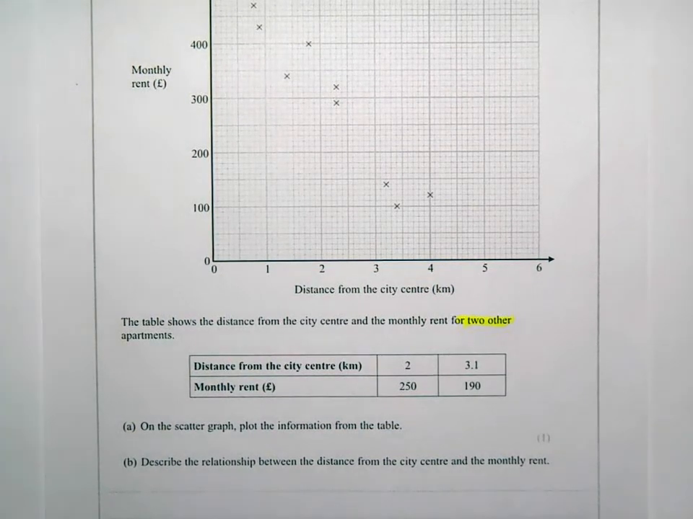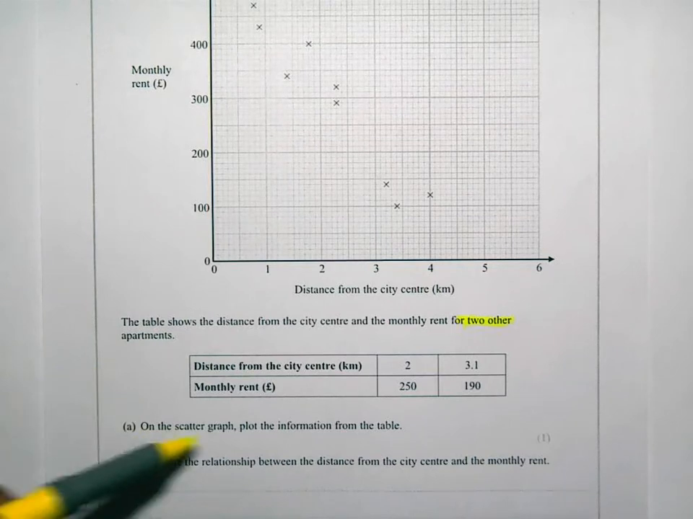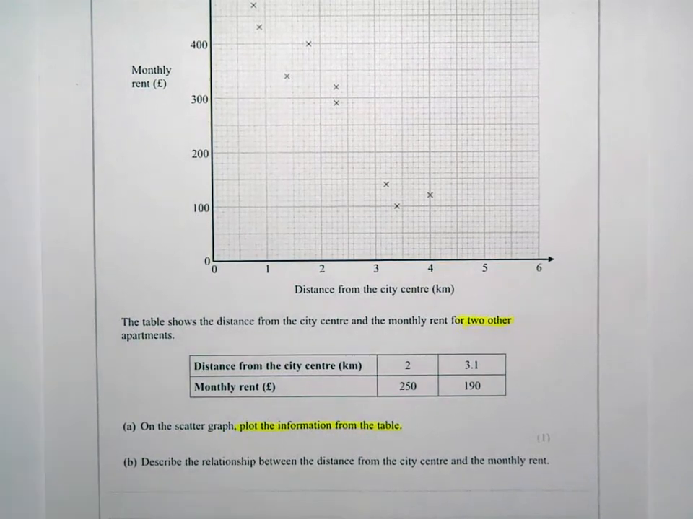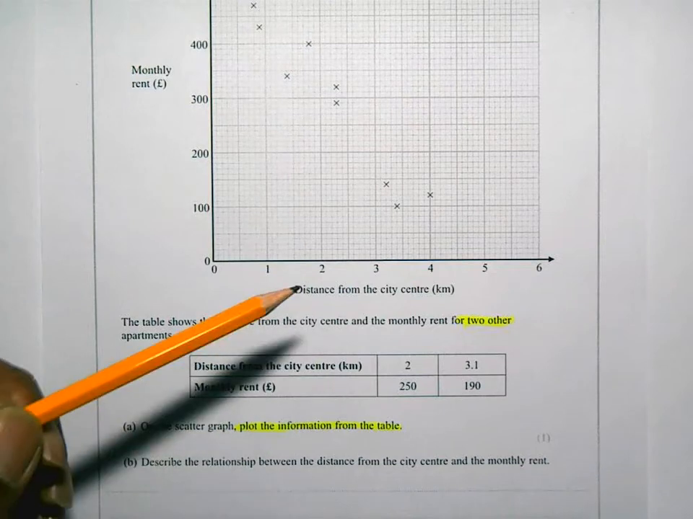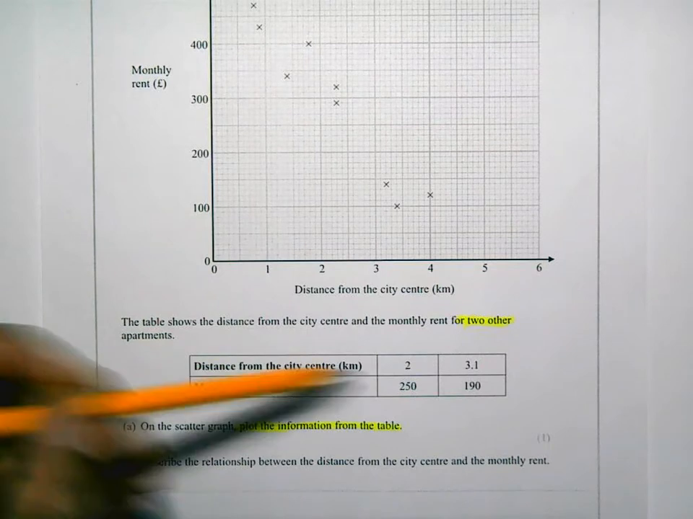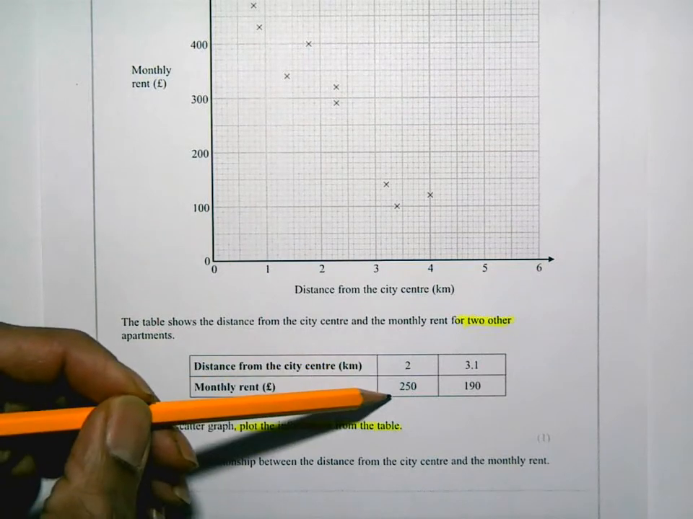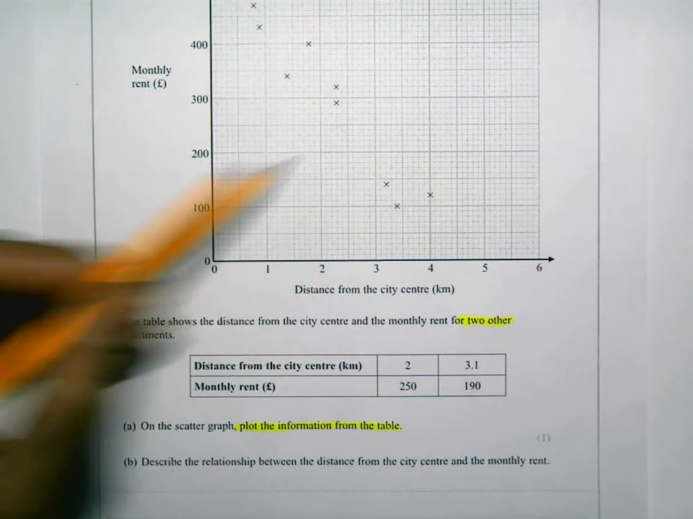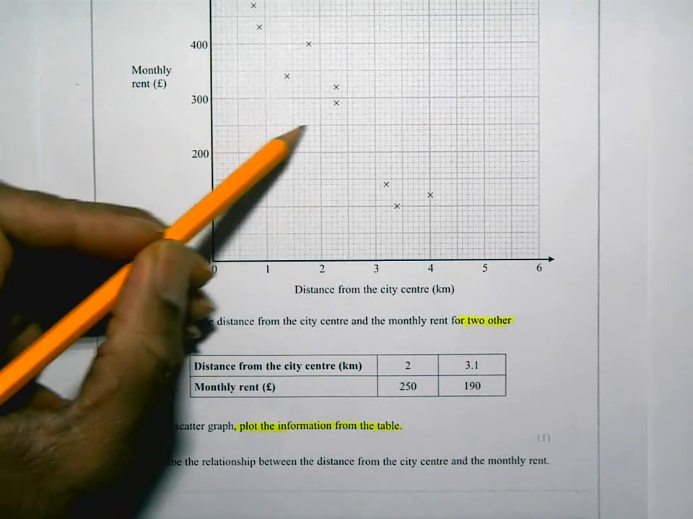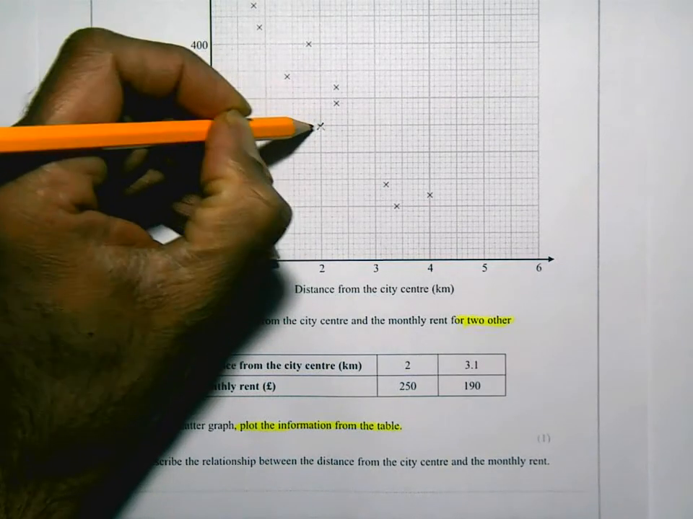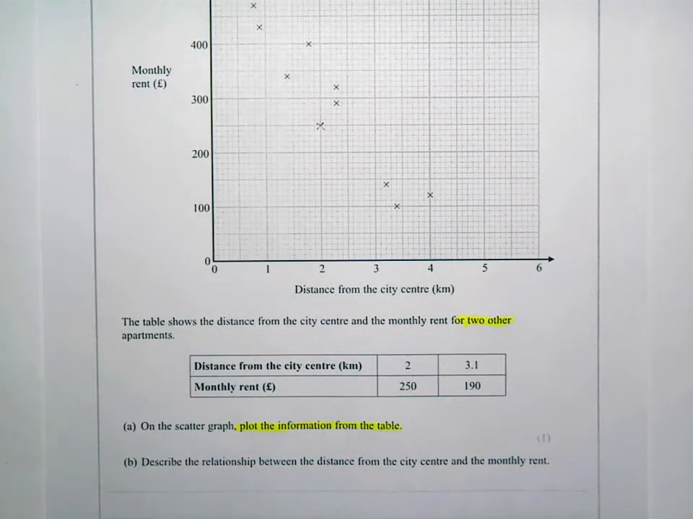Okay, so on the scatter graph, plot. So they want me to plot the information from the table. I'm going to use a pencil for this, so if I make a mistake, I could always rub it off. So when the distance is 2 kilometers, the monthly rent is 250. So distance 2 kilometers, the monthly rent, that's 200, that's 300, 250 is over there. So that's going to be that point there, and I'm going to mark it with a cross. Right, so I know that's pretty accurate. I think I've got that spot on.